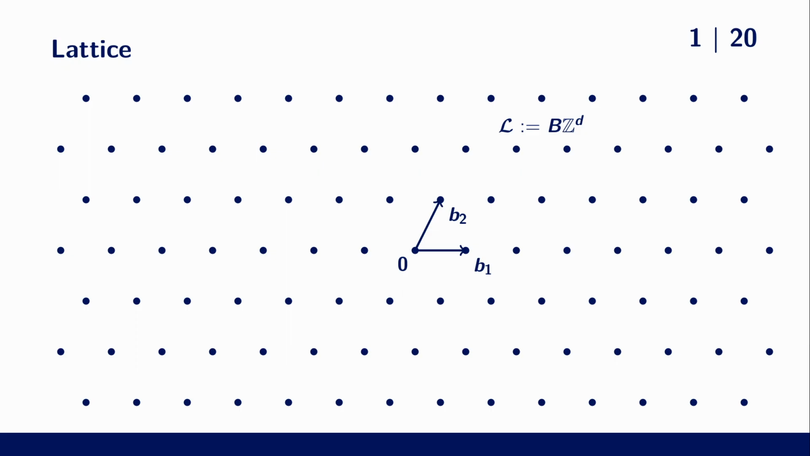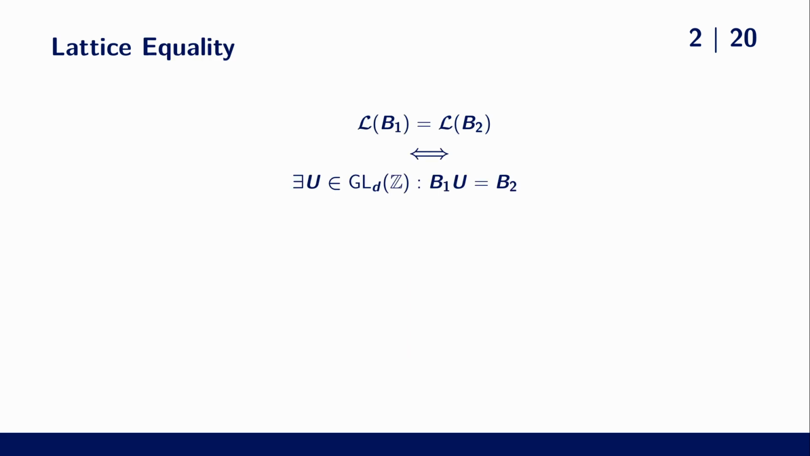So one of the main objects we will be considering in this talk are lattices. Given some basis vectors, a lattice consists of all integer combinations of these basis vectors. And such a basis is not unique. In dimension 2 or above, every lattice has an infinite number of different bases. So a good question would be, given two bases, do they generate the same lattice?